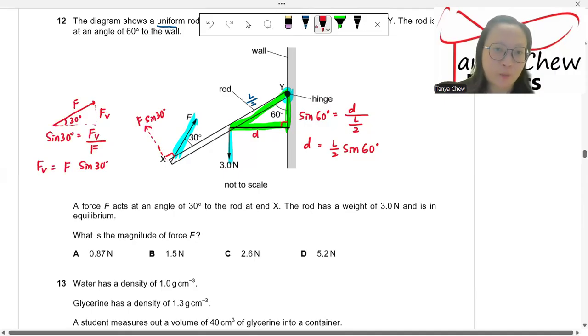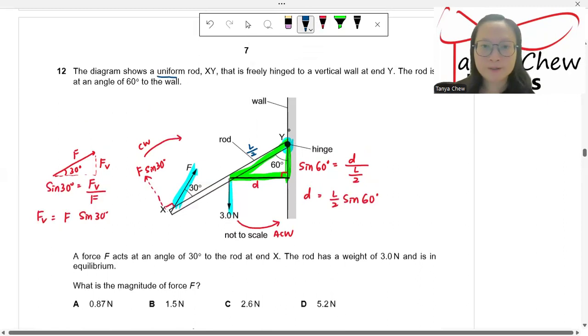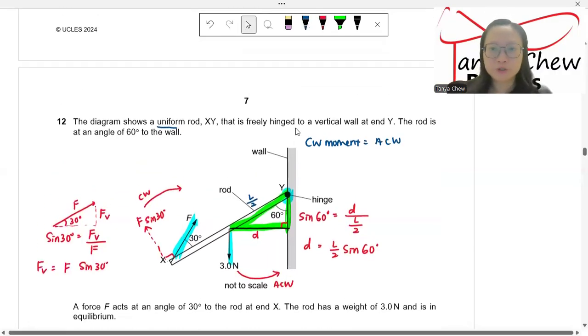So this is acting in this direction towards the pivot. This is clockwise direction. And the weight towards the hinge is anti-clockwise direction. Now I can use the principle of moment. Clockwise moment is equal to anti-clockwise moment to solve that.